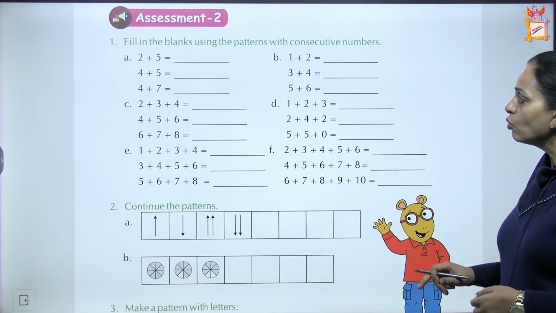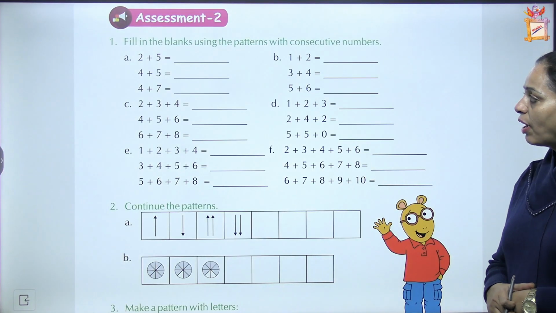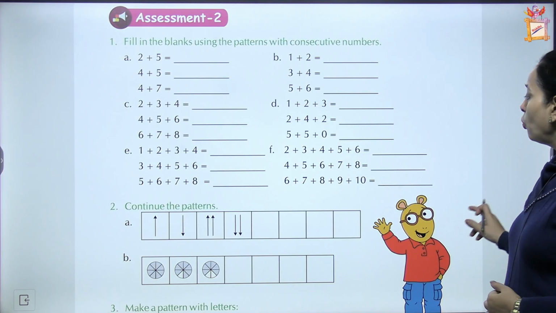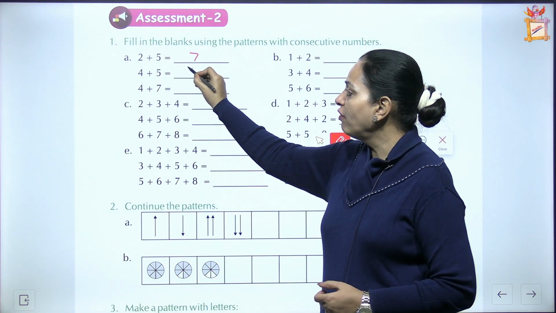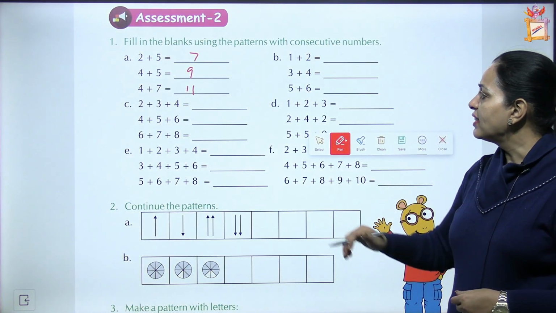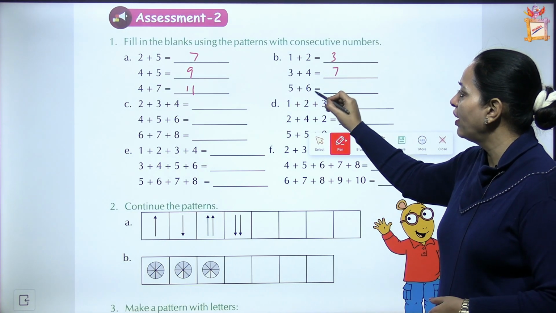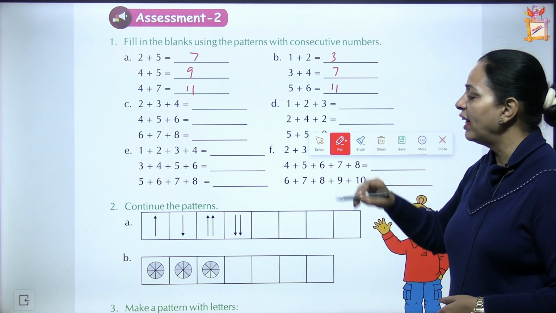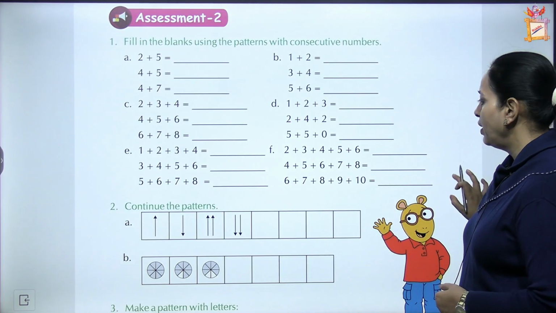Now assessment 2, question number 1, filling the blanks using the patterns with consecutive numbers like A part. 2 plus 5 is 7, 4 plus 5 is 9, 4 plus 7 is 11. ऐसे B part. 1 plus 2 is 3, 3 plus 4 is 7, 5 plus 6 is 11. So 4 का difference. Similarly we can try the remaining parts.